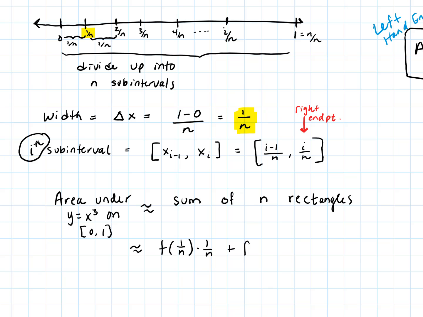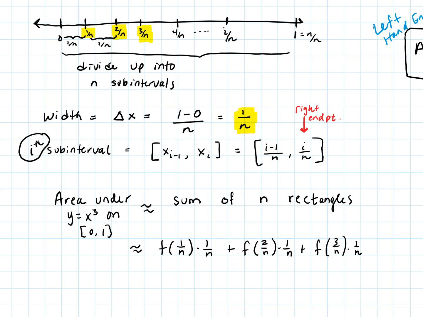That's the first rectangle. The next rectangle is going to be f of, we use the right-hand endpoint on the next interval, so it's going to be 2 over n times 1 over n. And then we keep going, and we go to the third rectangle. In the third rectangle, we're going to use the right-hand endpoint, which is 3 over n. I'm looking up at the top of the screen at my interval, and that's going to be f of 3 over n times the width of each interval.